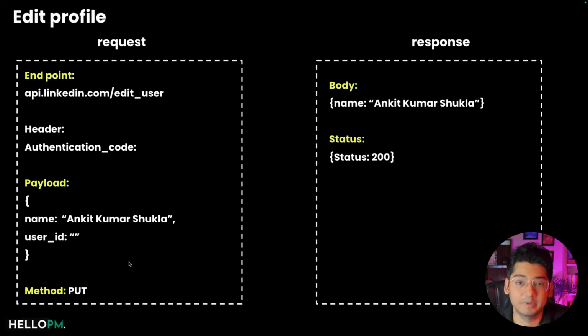And then the method would be put. The method is put because we are editing a resource. So there are 4 methods: post, put, delete, and get. Here we are using put, which is used to edit some information. Now this information will go to the API, and the API will generate a response. It will say that the new name is Ankit Shukla, and the status is 200. So I've just changed my name on LinkedIn, and this is how the API is working at the backend.